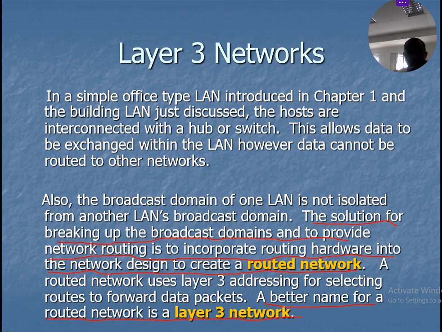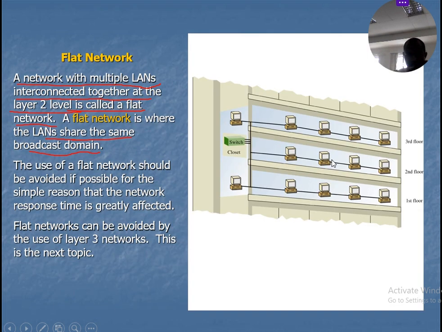Now, the broadcast domain of this LAN is not isolated from another LAN's broadcast domain. So the solution for breaking up the broadcast domain to provide network routing is to incorporate the routing hardware in the network design to create a routed network. So here, the broadcast domain of one computer cannot be isolated from the broadcast domain of all. So you broadcast anything, it goes to all the computers. So any broadcasts are not isolated from each other.